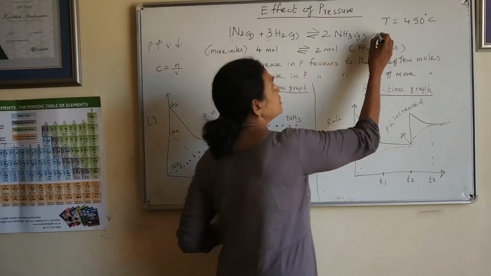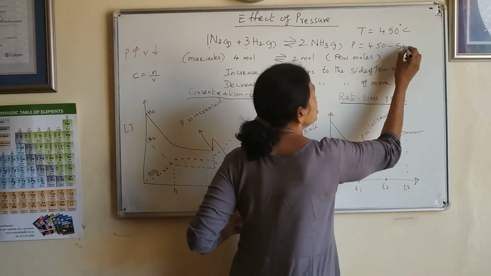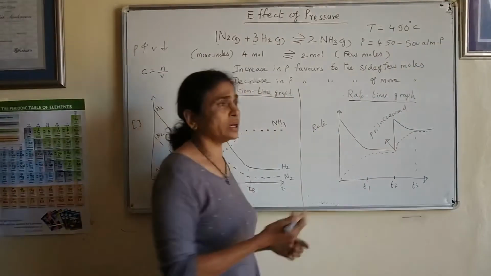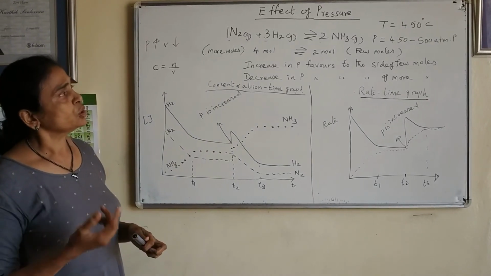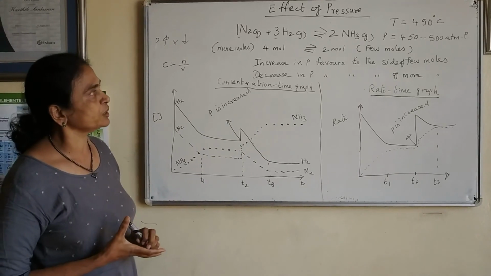Most of the time they use 450 to 500. It varies from country to country depending upon the facilities available. So most of the time it's 450 to 500 atmospheric pressure. They will work it and it comes out to be very nice.